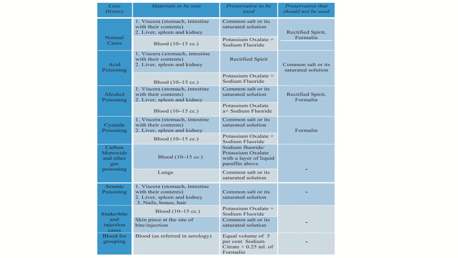In arsenic poisoning, viscera, liver, spleen, and kidney, and nails, bones, and hair are preserved in common salt or its saturated solution. In snake bite and injection cases, blood is preserved in potassium oxalate and sodium fluoride, and skin piece at the site of the bite or injection is preserved in common salt or its saturated solution. Blood for grouping is preserved in 5% sodium citrate and 0.25 ml of formalin.